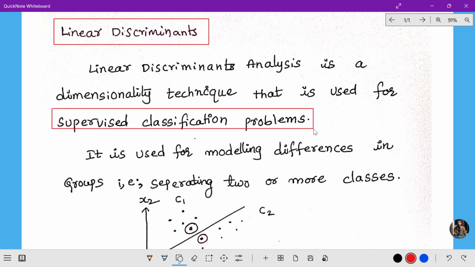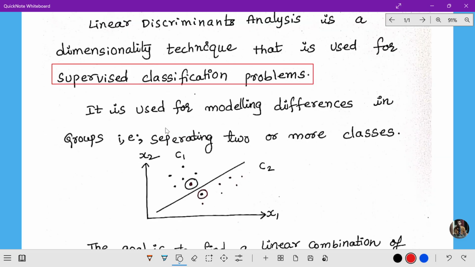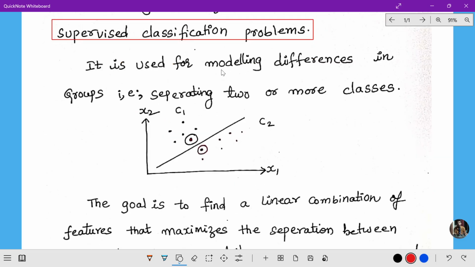So please remember all of you, when we say principal component analysis, that is unsupervised learning. But when I say linear discriminant, this is called supervised. We are using labels here. It is used for modeling differences in groups.